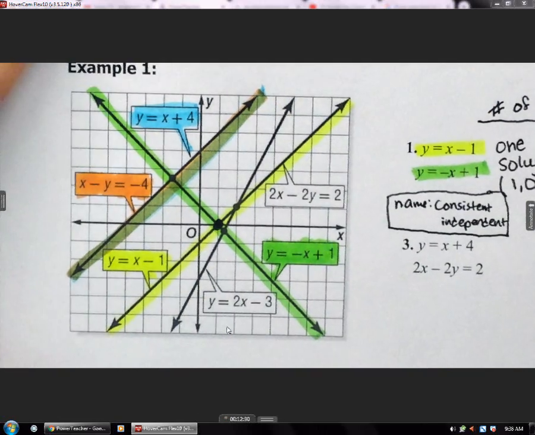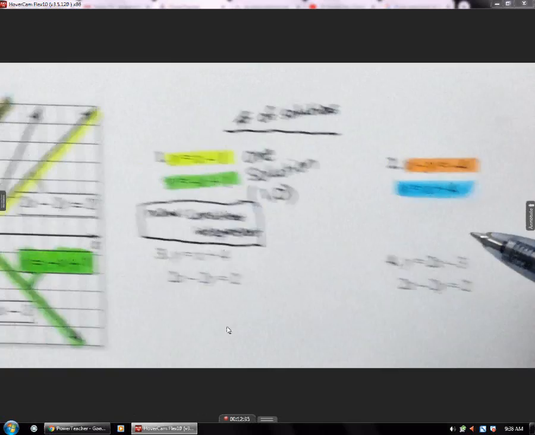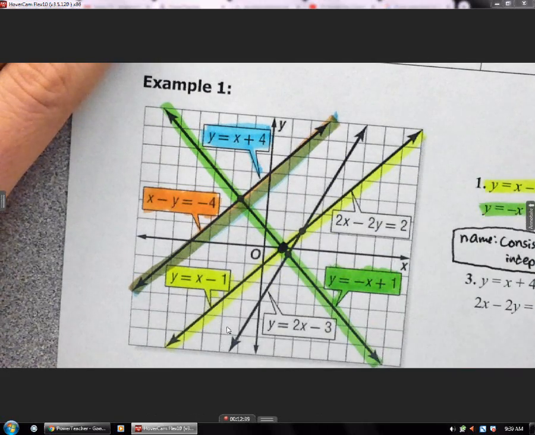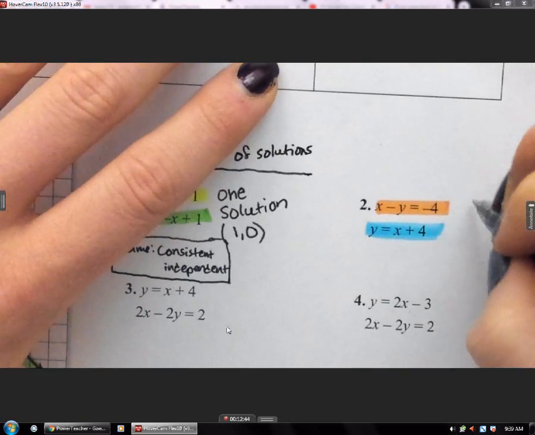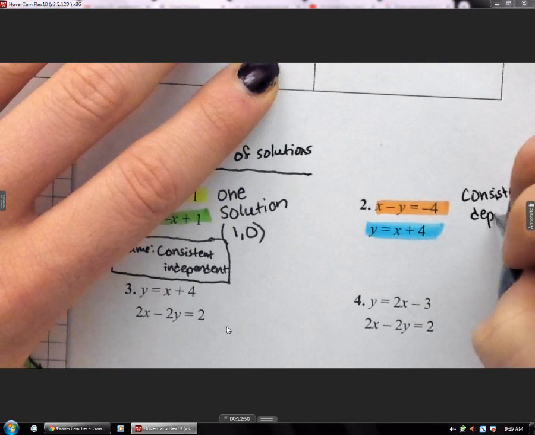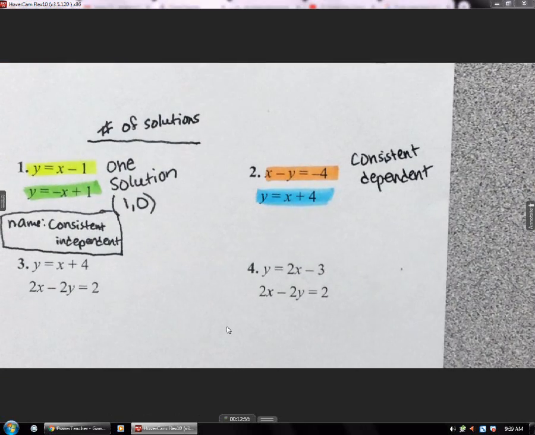Thank you. So what type of system is this? If they're the same line, what's our terminology? What's that type of system? Consistent dependent. This is consistent dependent. So we have an extra line. How many solutions does it have? Infinitely many. So if it was asking for the number of solutions, you could just say IMS.